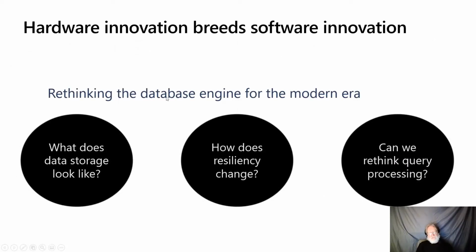So if we step back and rethink the database engine in the modern era where you don't have that binary split, what can we do? What does data storage look like? How can we think about data storage differently? How does resiliency change? How do we change the way we make data persistent in a world where maybe the memory is persistent, or at least some part of the memory is persistent? Can we rethink query processing if we don't have to deal with that same structure? What can we do that's really different?